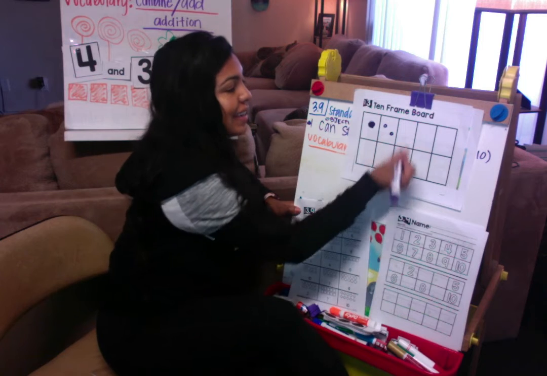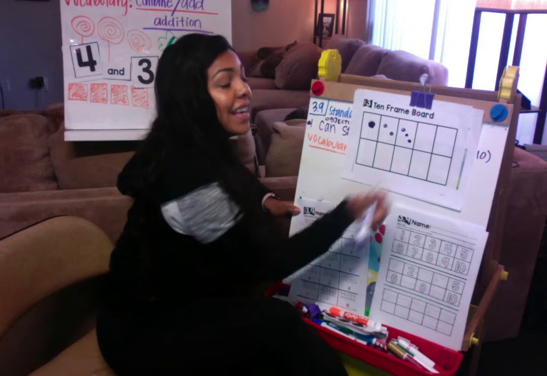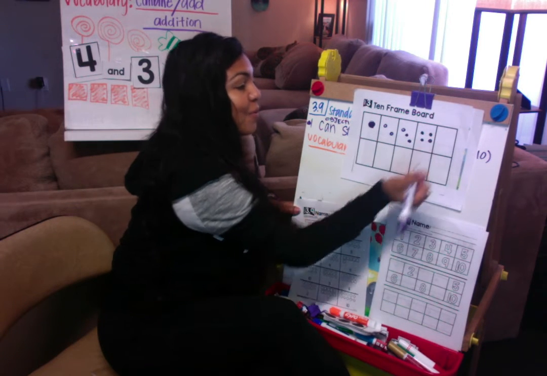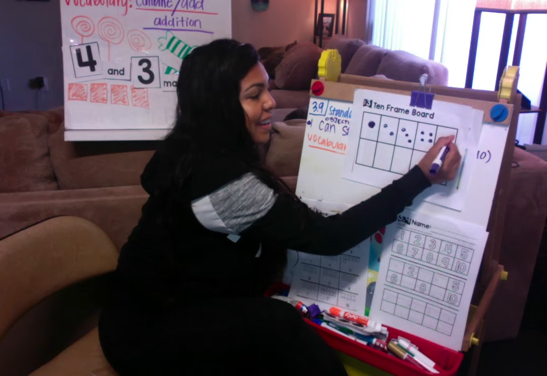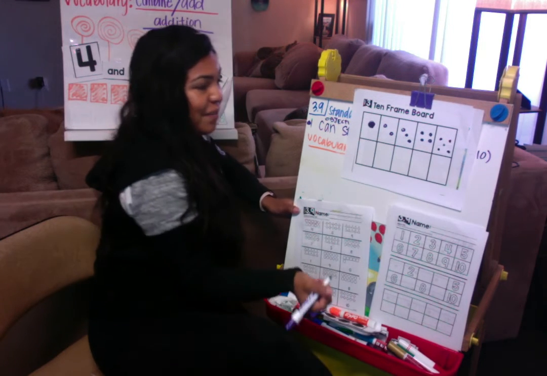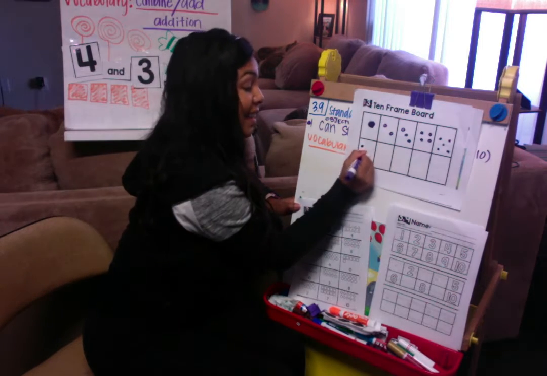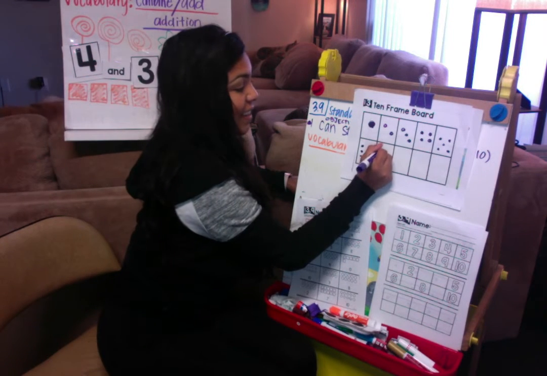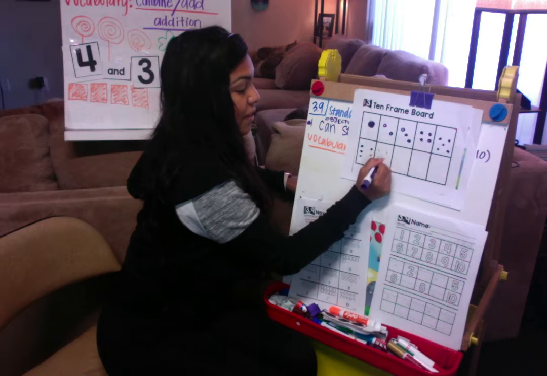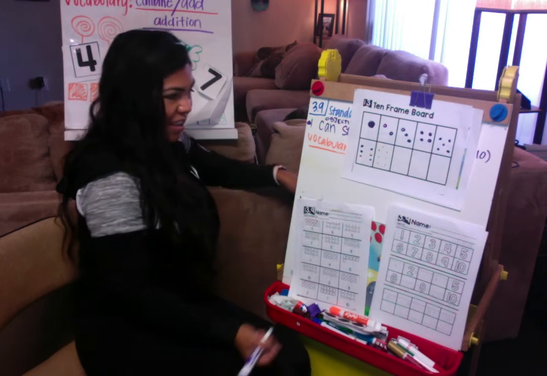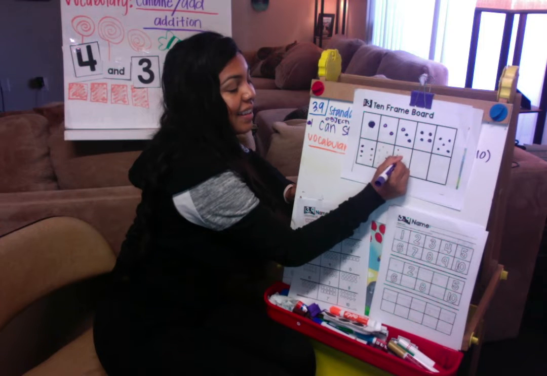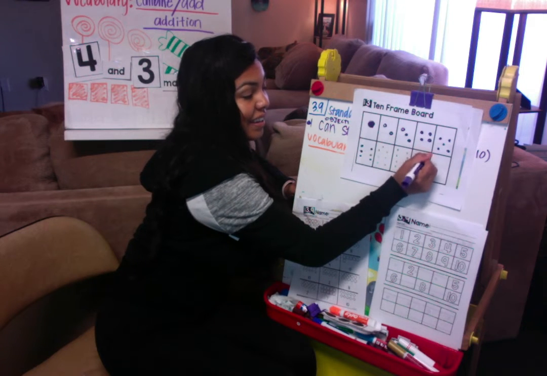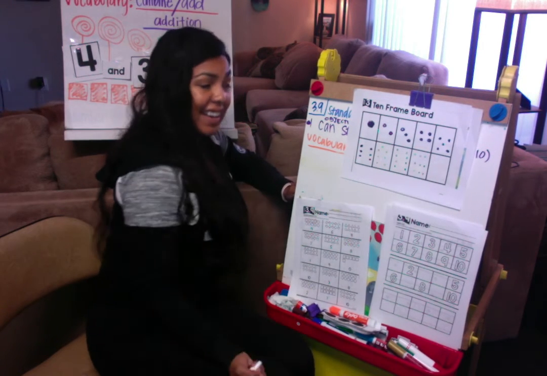2, good. 3, good. What's the next one? Good. 4, what's the next one? Good. 5. What's the next one? 6. Good. What's the next one? 1, 2, 3, 4, 5, 6, 7. Good job. What's the next one? Good. 8. What's the next one? 9. Good job. What's the next one?